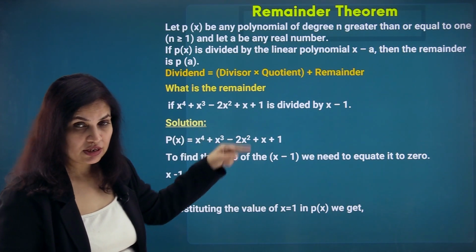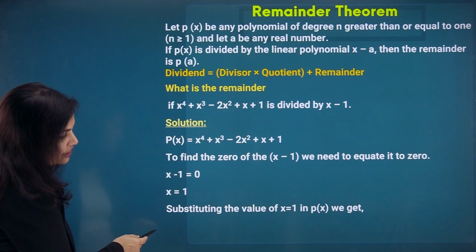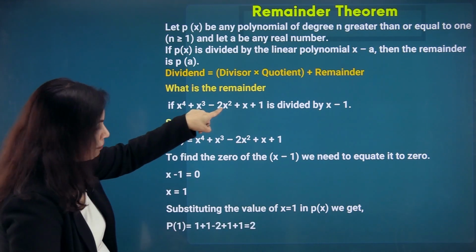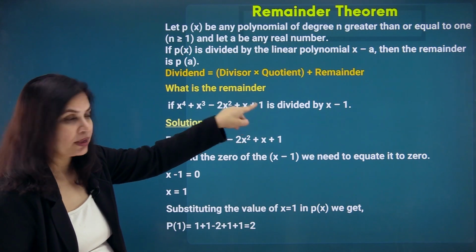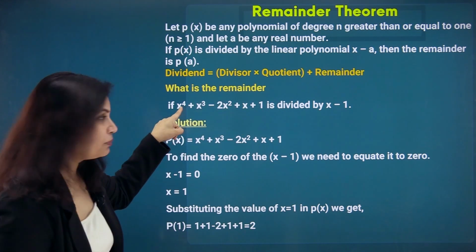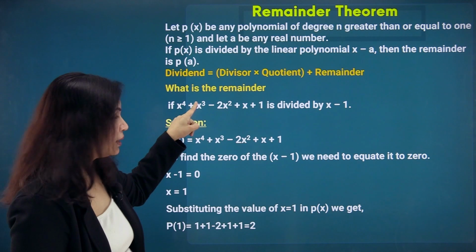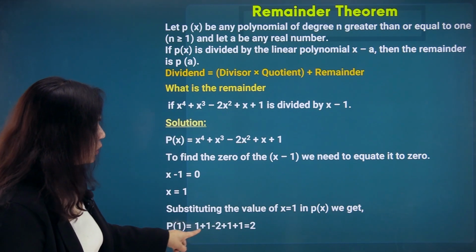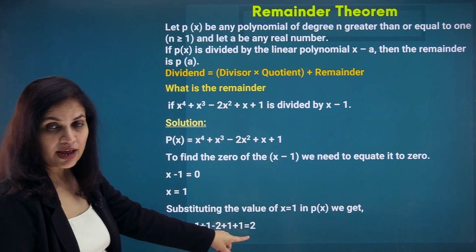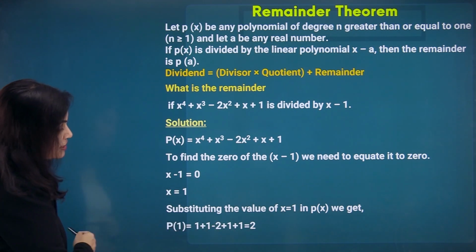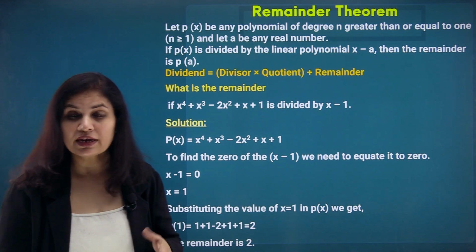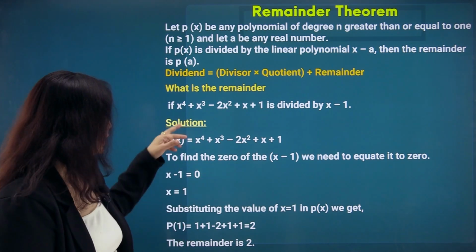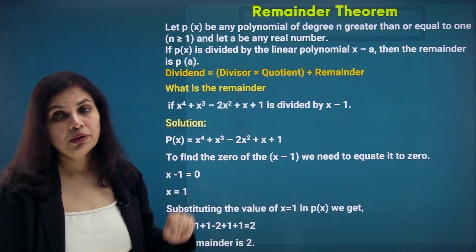Substituting the value of x equal to 1 in P(x), we get 1 plus 1 minus 2 plus 1 plus 1. 1 raised to the power 4 will be 1, 1 raised to the power 3 is 1. So, it is 1 plus 1 minus 2 plus 1 plus 1, which will finally give me the answer as 2. So, this 2 is nothing but the remainder that I will get by dividing a polynomial of a higher degree, that is degree 4, by a linear polynomial.